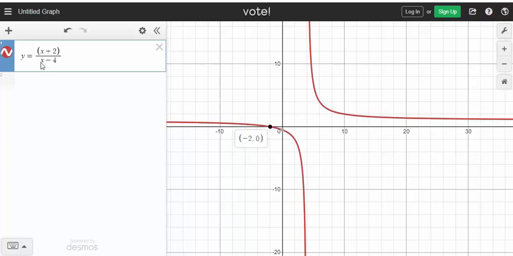Then there's the whole thing about the denominator. Wherever the denominator is 0, well, you can't divide by 0 in math. But what happens is when you get close to that number, you get a vertical asymptote. So you can't plug, well, I mean, you can plug x equals 4 in this equation, but when you plug in x equals 4, you get 0 in the denominator.